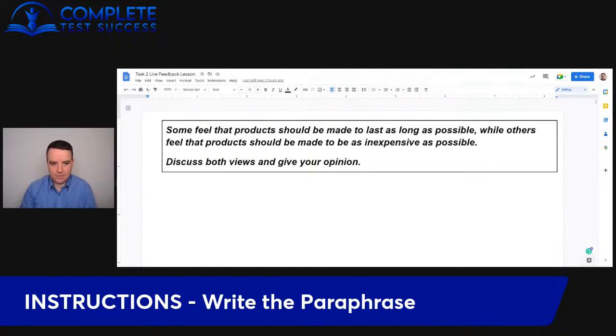Okay, so I'm just going to stay quiet for now and give you all a chance to write the paraphrase. Once you've written your paraphrase, share it with me in the comments, and I will have some feedback for you on any mistakes that you're making and anything you can do to improve your score.